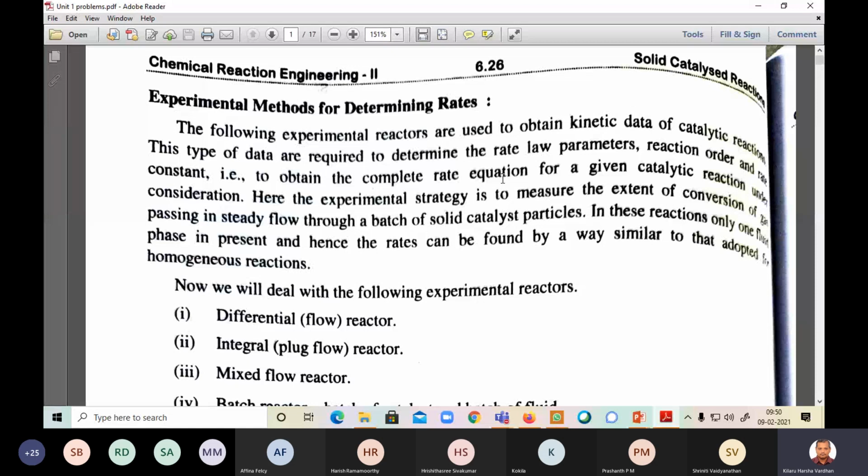Now we'll come to one more important thing. If there is a solid present in a reaction, especially a heterogeneous reaction where only solid is there, it may be happening without a catalyst or with a catalyst. How do we determine the experimental rates?